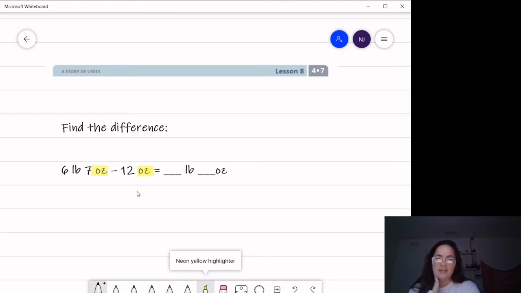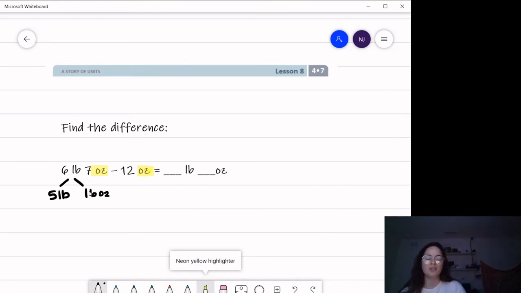So in this example, we've got 7 ounces. We can't take away 12 from that. How am I going to get more ounces? Well, I have some pounds here, which I can turn into ounces. So I'm going to borrow a pound. So instead of 6 pounds, I now have 5 pounds. I'm going to take the pound that I took away from the 6, and I'm going to rename it as ounces. So instead of 6 pounds, I now have 5 pounds, 16 ounces. So I took away 1 pound, 6 minus 1 is 5, and the 1 pound that I took away, I turned into these 16 ounces here.